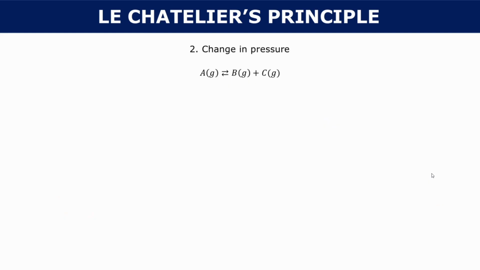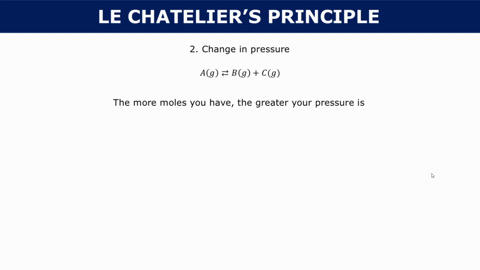Let's move on to the second one, which is a change in pressure. Imagine you have a system where A is in equilibrium with B and G. The thing you have to realize here is that the number of particles in the system is going to have a massive impact on the pressure of the system. So the more moles you have, the greater your pressure is. If you had a lot more products than reactants, your pressure in the system would be much higher, since the products are more moles than the reactants.